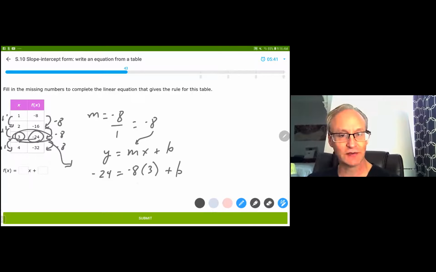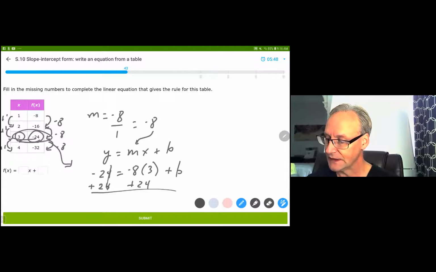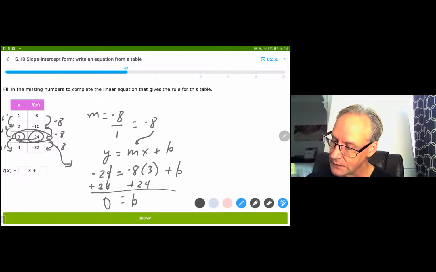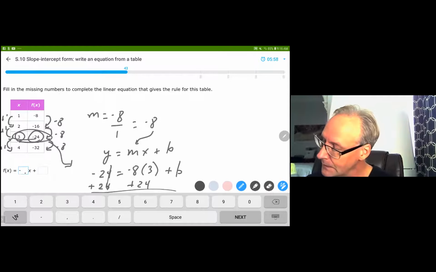This one isn't very interesting. I'm just going to add 24 to both sides. And again, 24. B ends up being 0, doesn't it? So this is a direct variation. In other words, we're multiplying by -8, and we have -8. And I assume I'm supposed to put the 0 in.